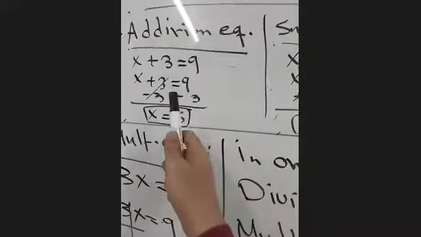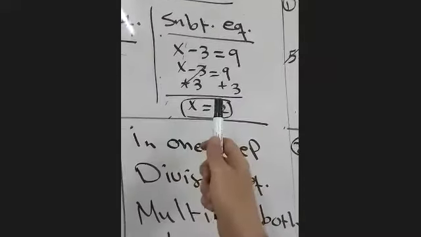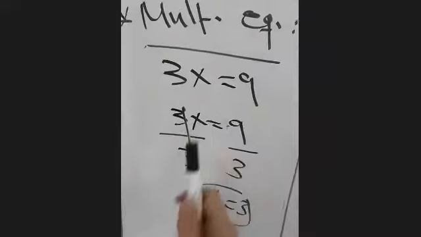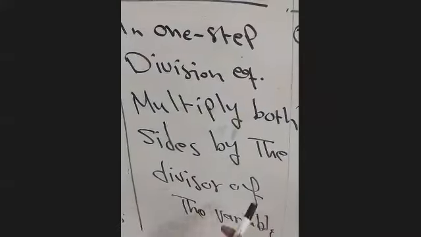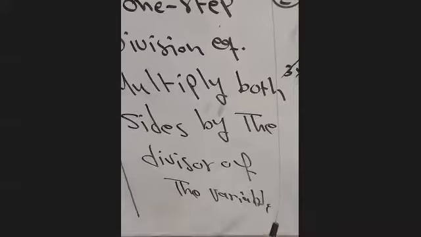So, in addition, we do subtraction. In subtraction, we do addition. In multiplication, we do division. In division, we do multiplication. Both sides by the divisor of the variable.